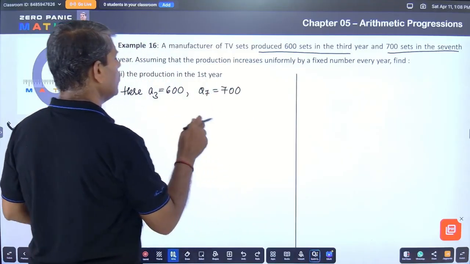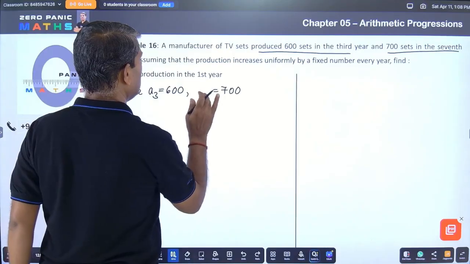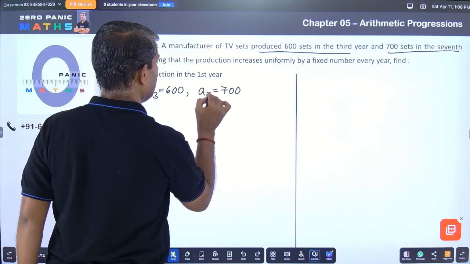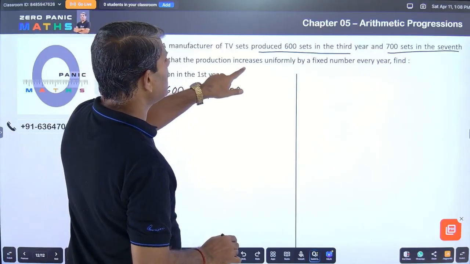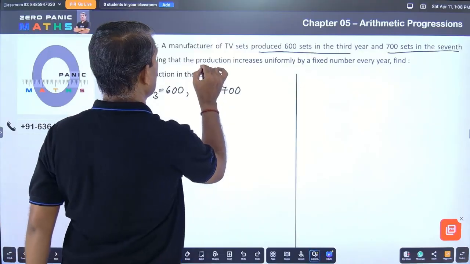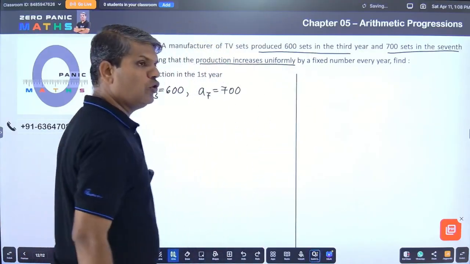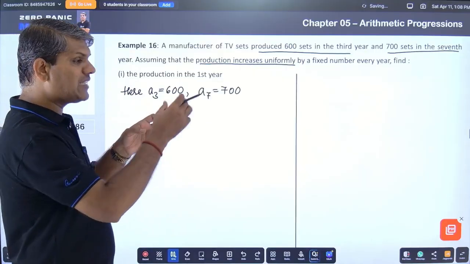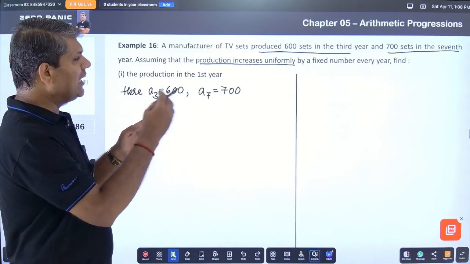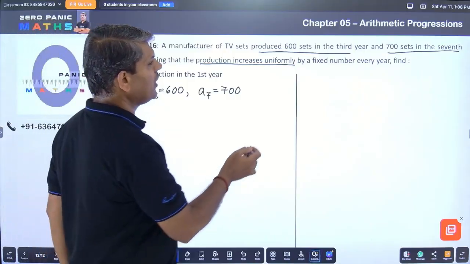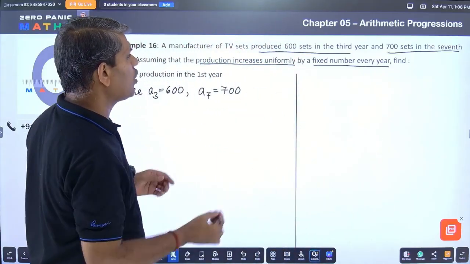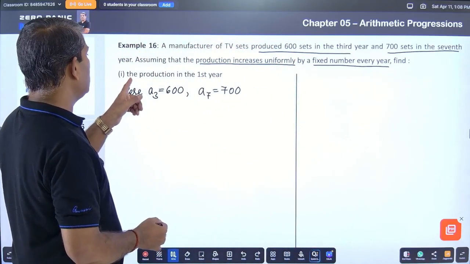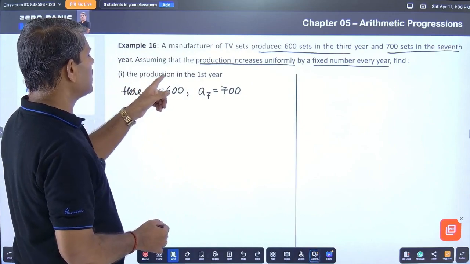Let us see what we can derive from the given equations. It is A7, the seventh year. Assuming that the production increases uniformly, this is very important. Production increases uniformly. It means there is a fixed value that is incremented every year. Okay, a fixed number every year there is an increment. And what is to be found is the production in the first year.